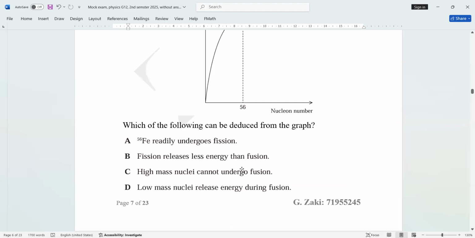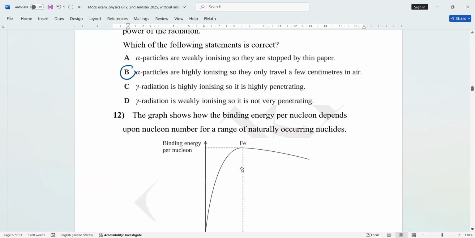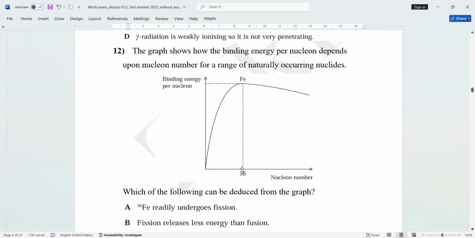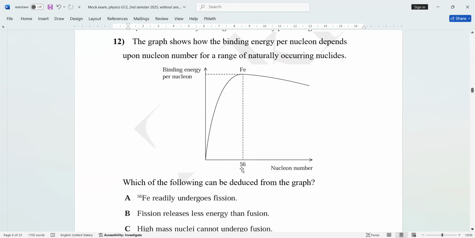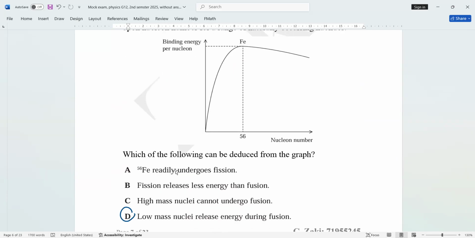Okay, this number 12. It says the graph shows binding energy per nucleon, so this is about stability. It depends upon nucleon number. Which of the following can be deduced? The Fe undergoes fission? Of course, this is not correct because it is stable. The correct answer is that low mass nuclei release energy during fusion. Fusion: small masses combine together. Fission: a big nucleus splits into two smaller ones.